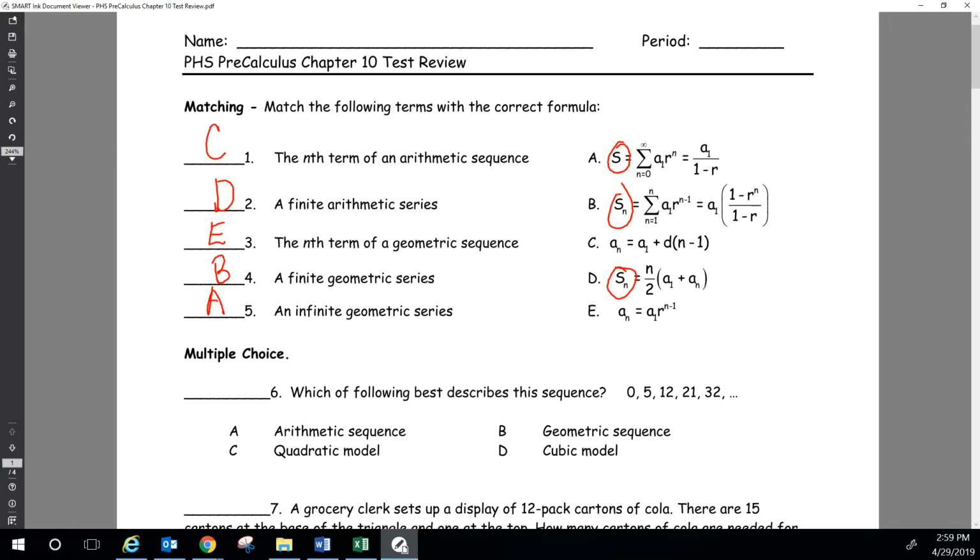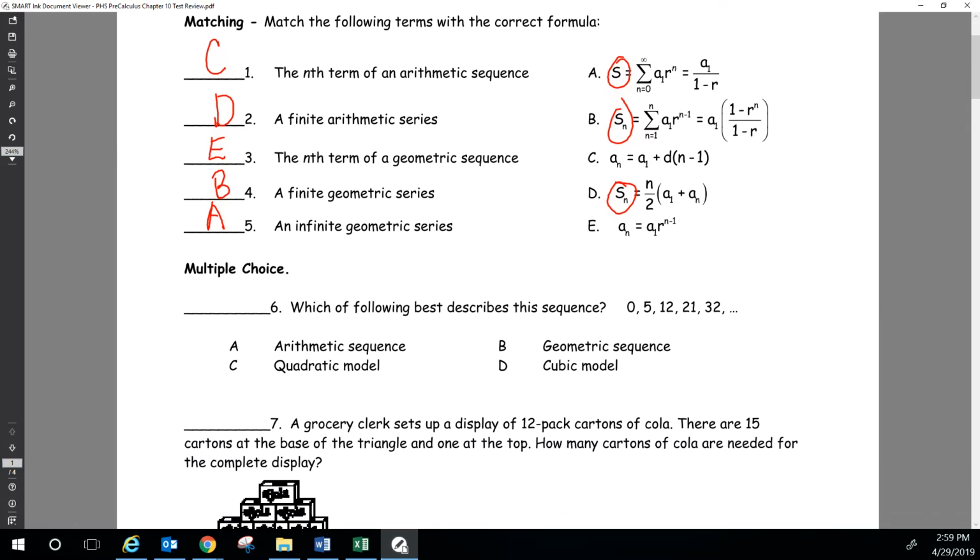Number 6, like I said in class today, this one was a quadratic model. Unfortunately, I didn't catch that when I printed these out this morning. Don't worry about a quadratic or a cubic model. We did not do those in class, so those will not be on your test tomorrow. It's not in our TEKS for PreCalculus. But there will be a problem that looks very similar to that, except it's either going to be an arithmetic sequence, a geometric sequence, or none of the above. So if this was the test tomorrow, you'd see arithmetic, geometric, and C would be none of the above. And that's what you would choose for this one, because it's neither arithmetic nor geometric.